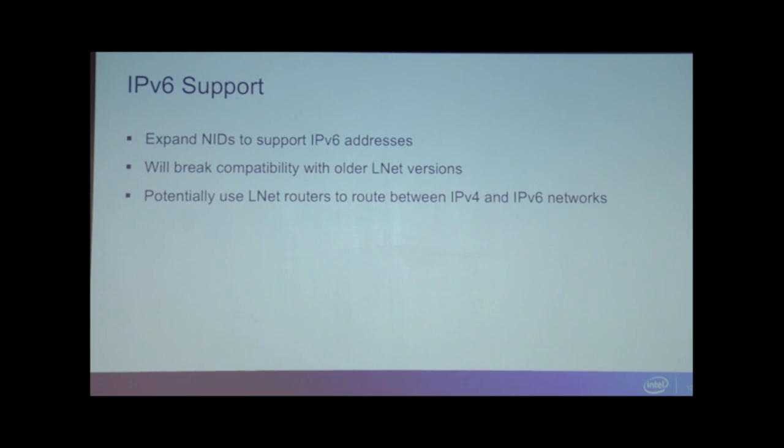Again, one other project is the IPv6 support. We want to expand the NIDs to support IPv6 addresses. Obviously, that will break LNet compatibility. For example, a node that uses IPv6 can't talk with one using IPv4 because the NID sizes are different. It changes the wire protocol. So maybe one way to resolve that is to add routers in the middle that handle routing between IPv4 networks and IPv6 networks.